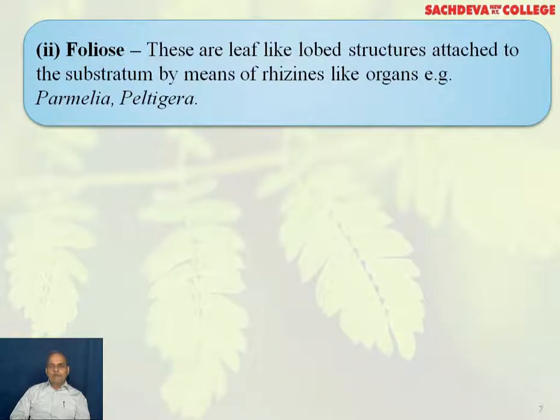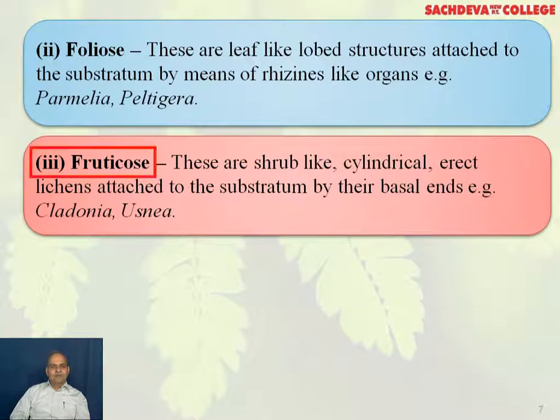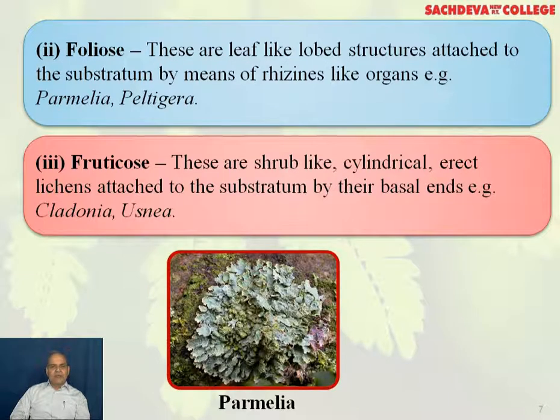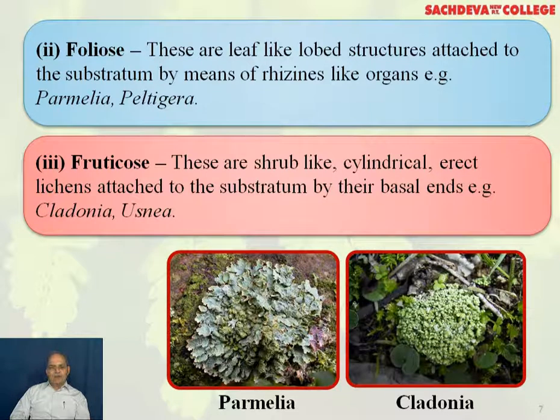Foliose, these are leaf-like lobed structures attached to the substratum by means of rhizines. Rhizines are equivalent to rhizoids-like organs, examples are Parmelia and Peltigera. Fruticose, they are shrub-like cylindrical erect lichens attached to the substratum by their basal ends. Examples are Cladonia and Usnea. This is an example of Foliose, Parmelia, and this is an example of Fruticose, that is Cladonia.